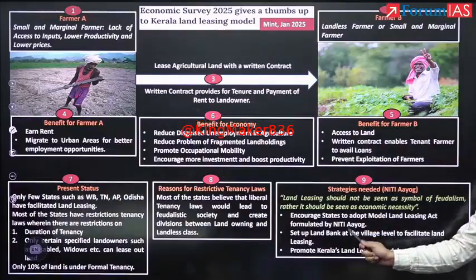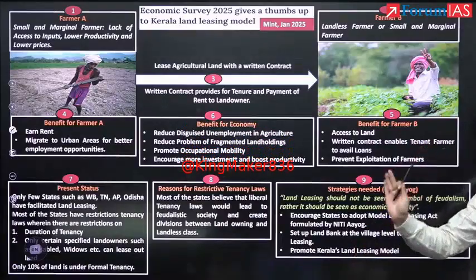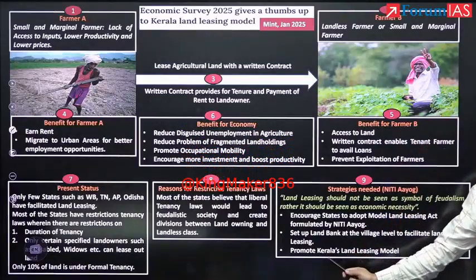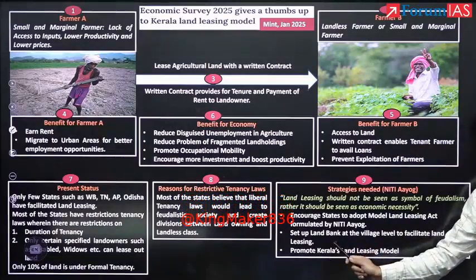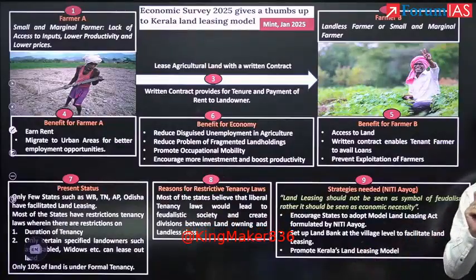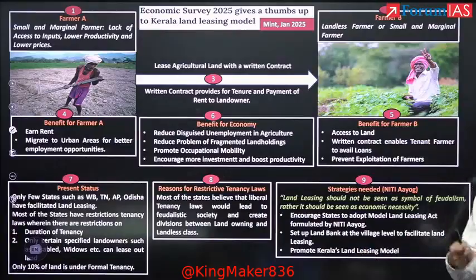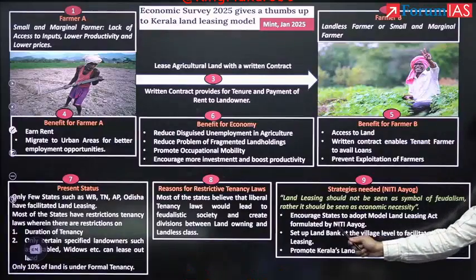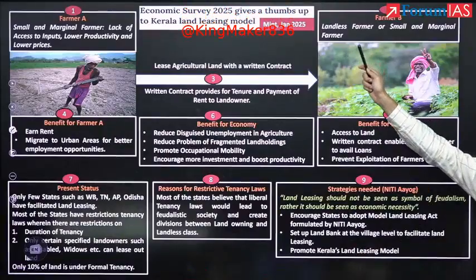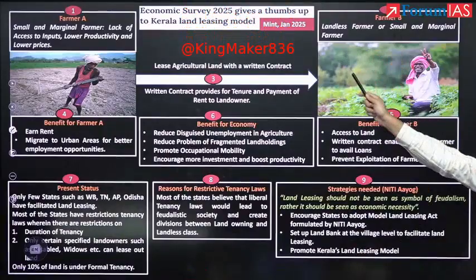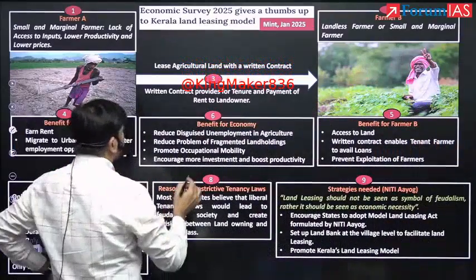Whatever I have discussed as the land bank concept, it has been adopted where? Kerala. This land bank in Kerala, you will be surprised to know, is actually the Gram Panchayat. The Gram Panchayat in Kerala is acting like a land bank. Look at the economic survey. It has given a thumbs up to what? This particular Kerala model. So what is happening here in Kerala?